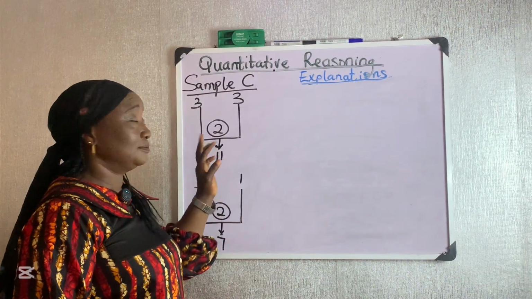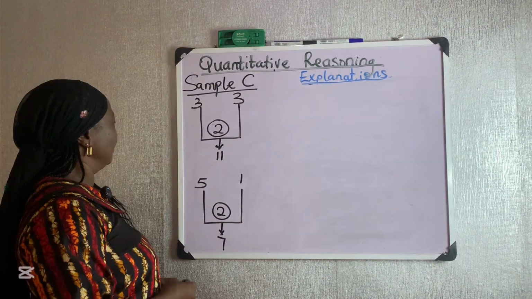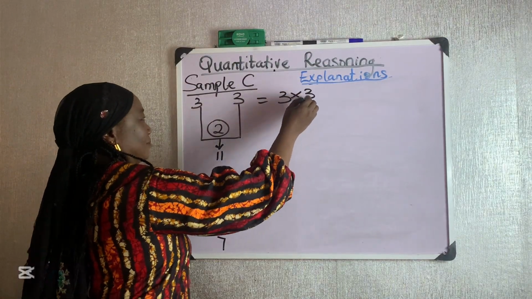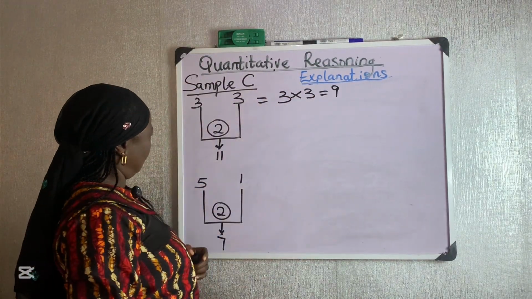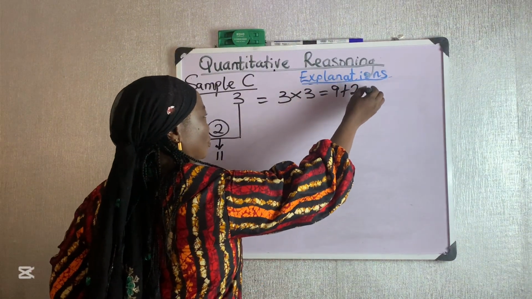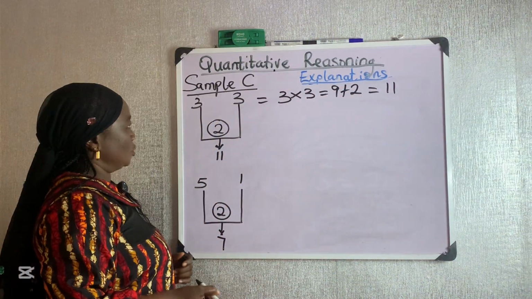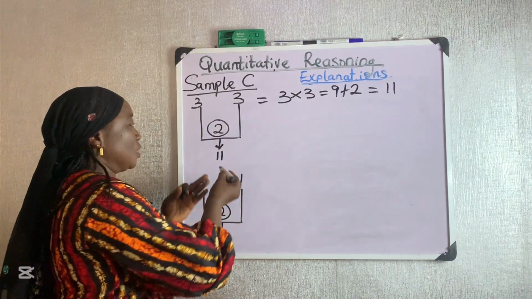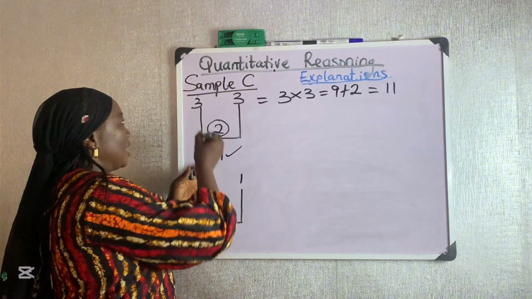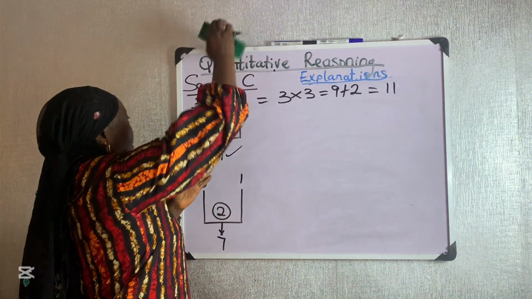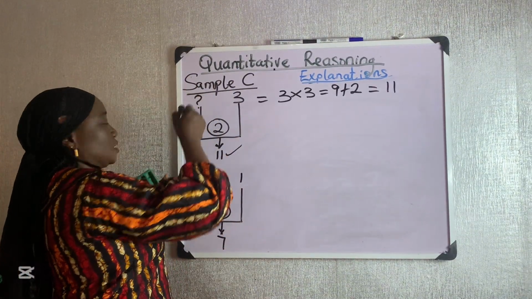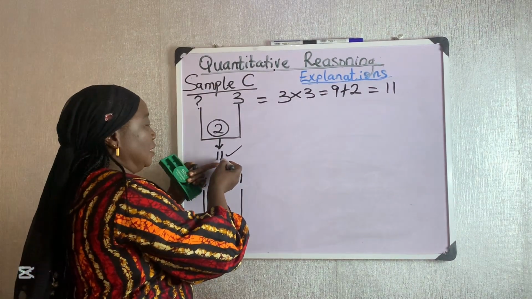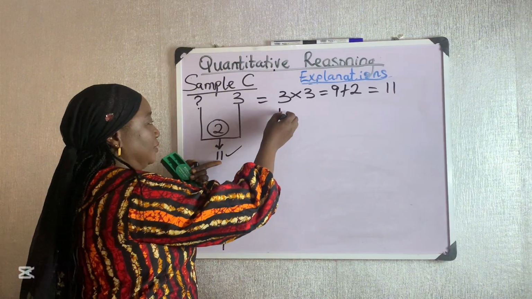This is another pattern. Let's reason it together. 3 times 3 will give me 9. Plus 2 equals 11. So the next thing we need to learn now is, how do we calculate each other part? Since we have known how 11 is calculated, how do I calculate this 3? I'll put a question mark.